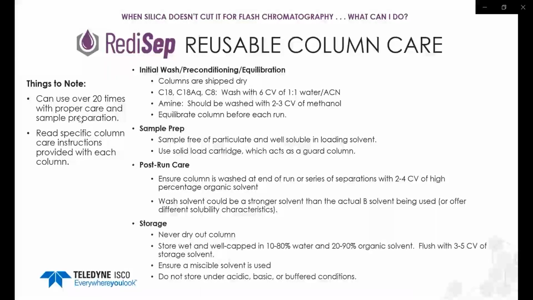And then finally, storage is important. You never want to dry out these columns. That's the key. That's the importance of these RFID tags on the RediSep columns, is it prevents you from doing an air purge to a column and then damaging it. You want to store them wet and well capped in 10 to 80% water and 20 to 90% organic solvent. And you want to flush with 3 to 5 CVs of the storage solvent. Ensure that a miscible solvent is used to store it, and do not store your columns under basic, acidic, or buffered conditions.